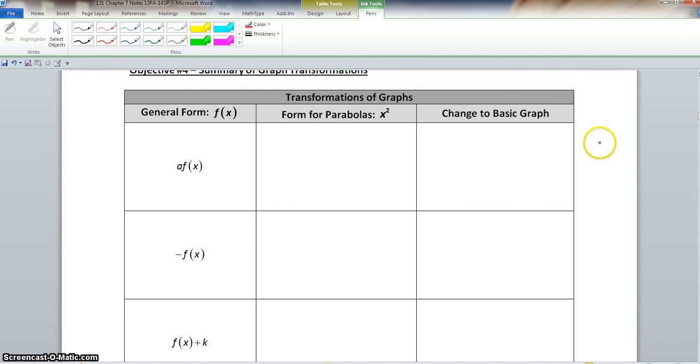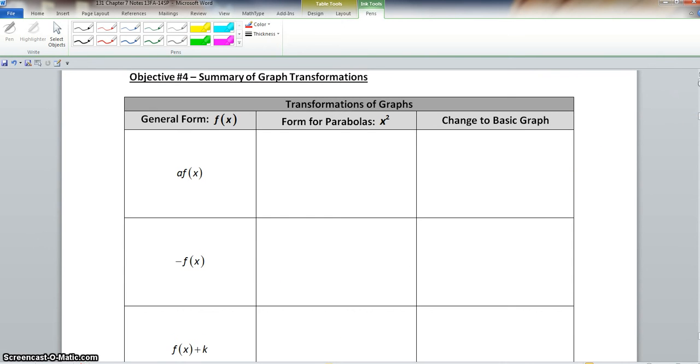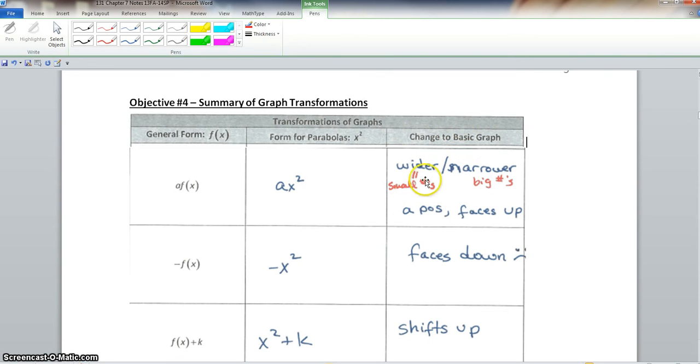So now we go to objective 4. We have the summary of graph transformations. Now, what we will have here, it says the general form f of x, the form of parabolas, x squared. We know we had ax squared. Oh, this is going to jump around a little bit. So hold on for 1 second. Okay, I took the liberty of adding in this chart here because as we saw earlier, it was shifting.